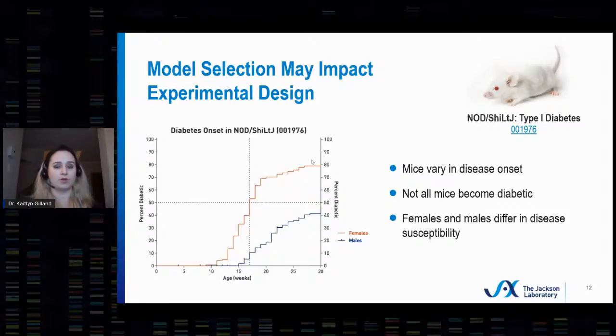So there's sort of this range. Some mice are going to become diabetic, some mice won't. And that's sort of what happens in the human population as well.